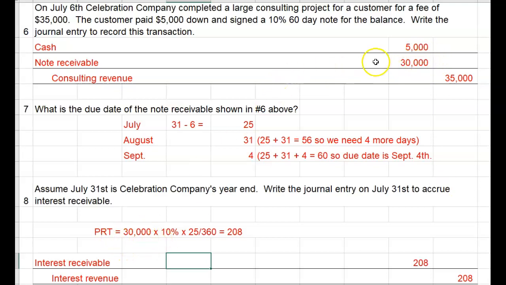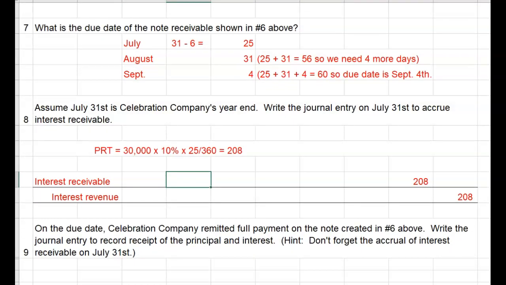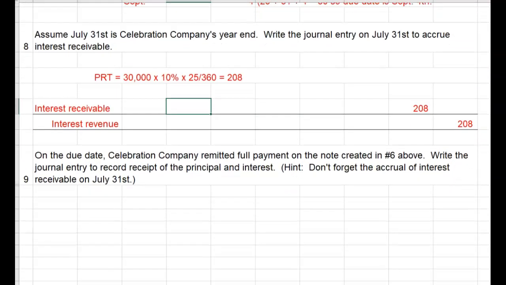So principal is $30,000 times the simple annual interest rate of 10% times the number of days outstanding in the month of July, and that was 25 days, divided by the number of days in the entire year. And remember that bankers think there are only 360 days in a year. So the formula is $30,000 times 10% times 25 divided by 360, and that equals $208 of interest receivable and interest revenue that has been earned in the month of July.